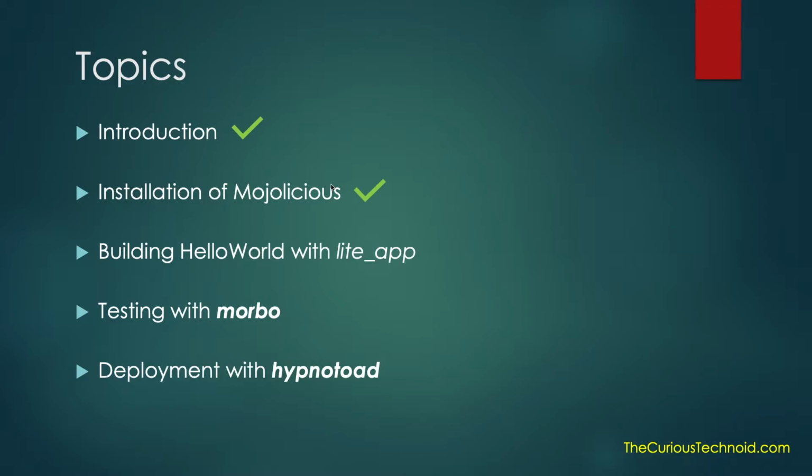Now let's build a Hello World page using the Lite app. Mojolicious comes with two kinds of app. One is called the Lite app, which uses the Mojolicious::Lite Perl module. This is usually used to build mini projects. We also have the full app version, which we will look at in the subsequent sessions. In this session, we will create a Hello World page using the Lite app.